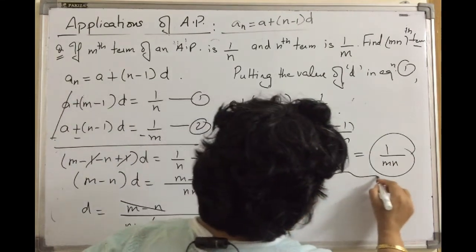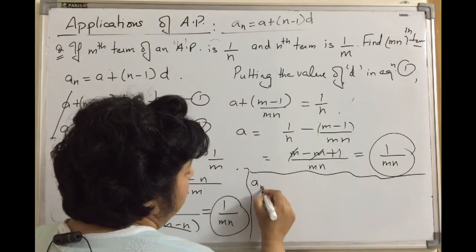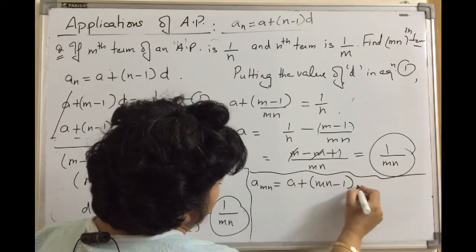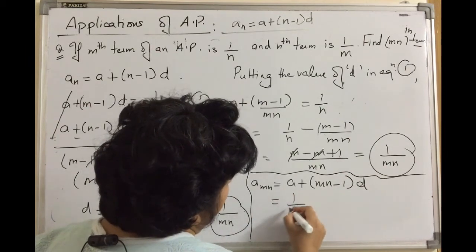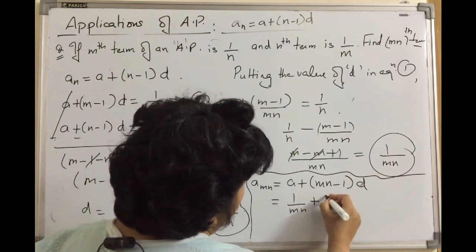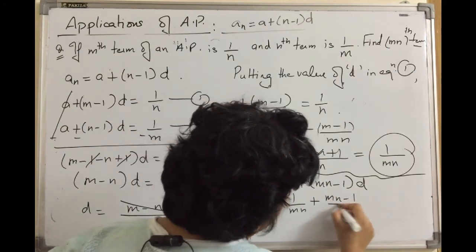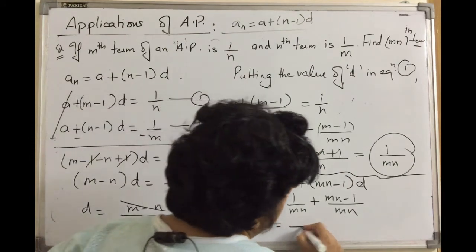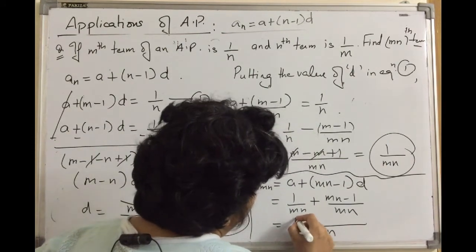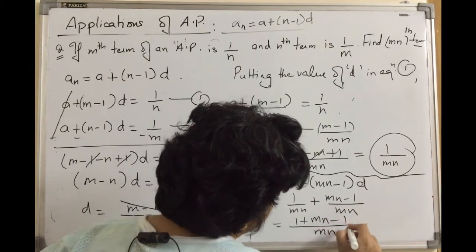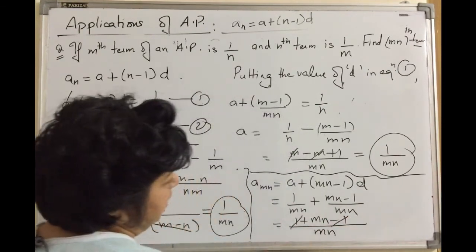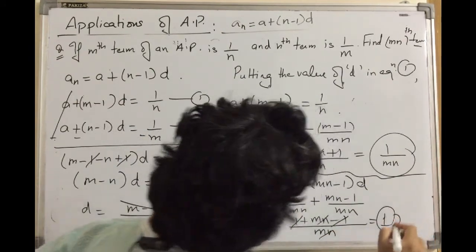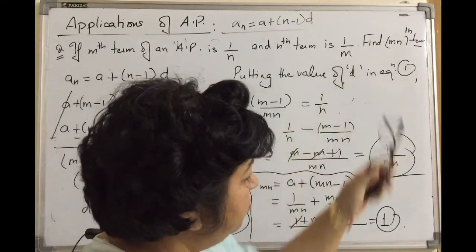Now let's calculate the mnth term. The mnth term will be a plus mn minus 1 into d. The value of a is 1 by mn plus mn minus 1, d is also 1 by mn. So it will be written like this. So the LCM is mn, 1 plus mn minus 1, plus 1 and minus 1 get cancelled, mn by mn, the result is 1. So the mnth term is 1.